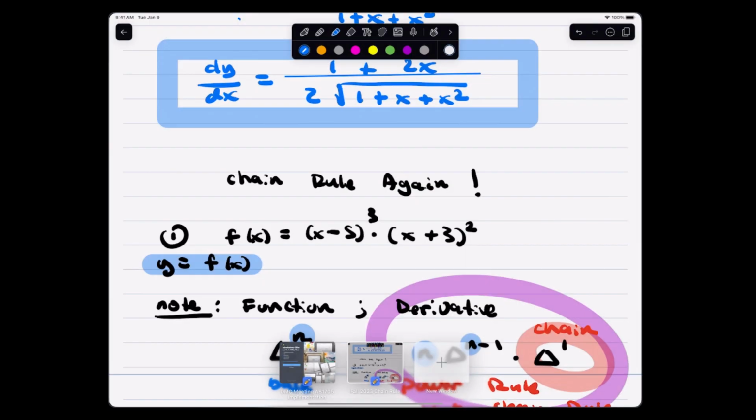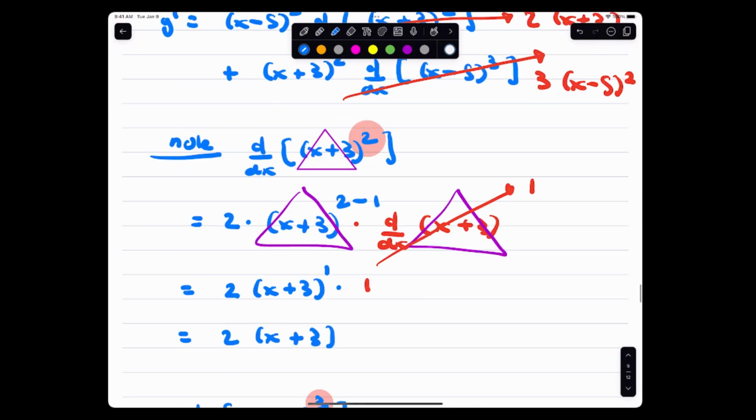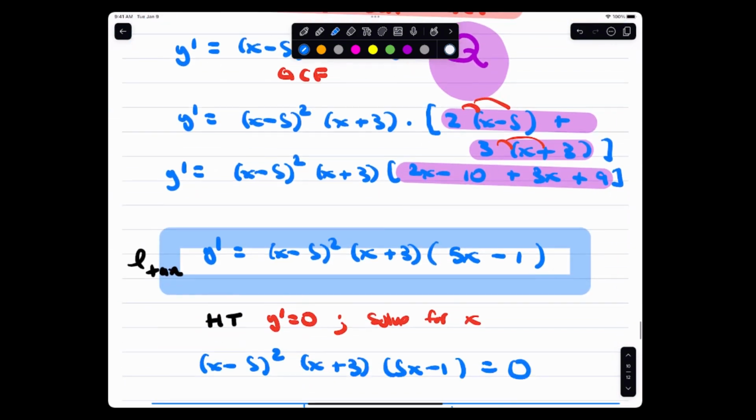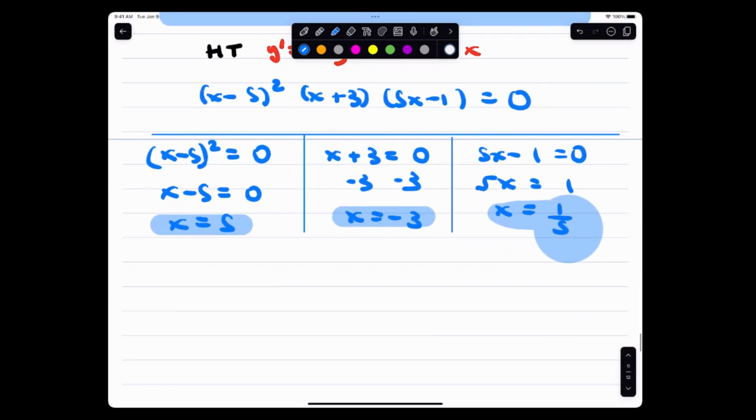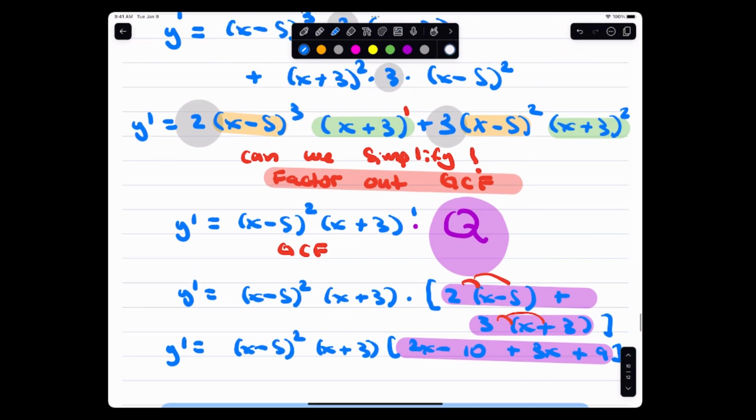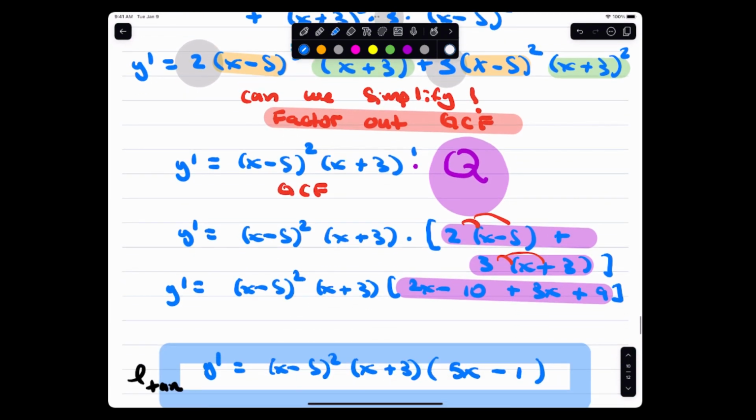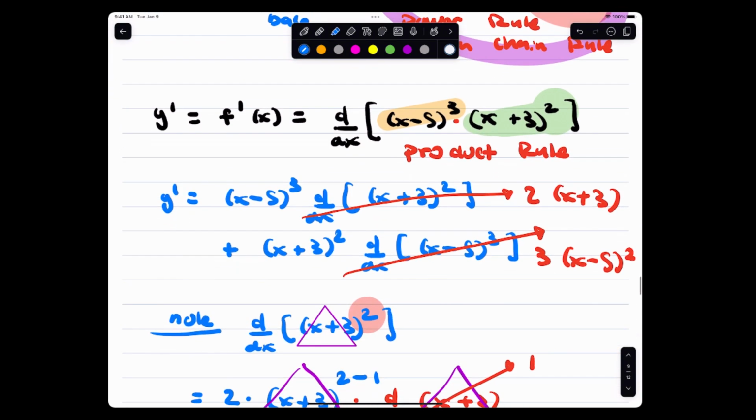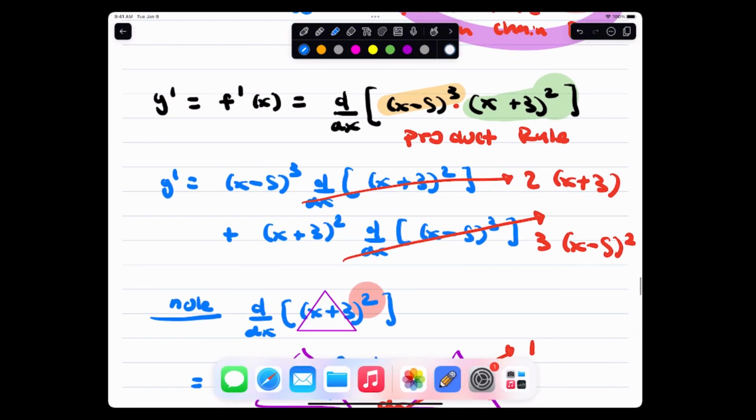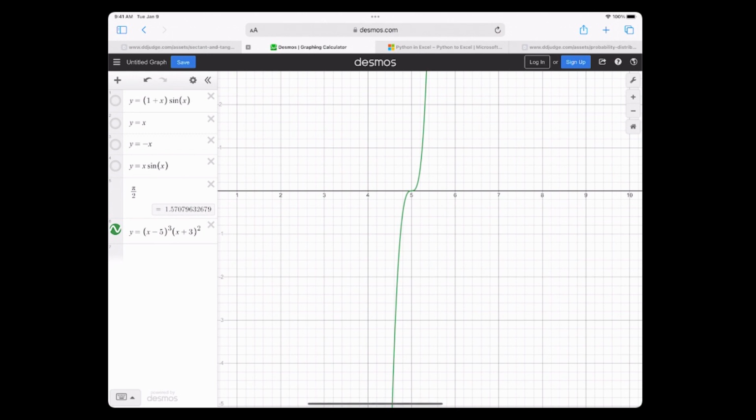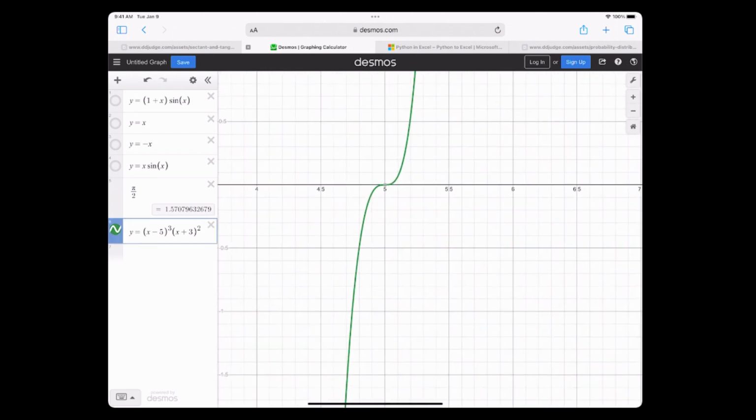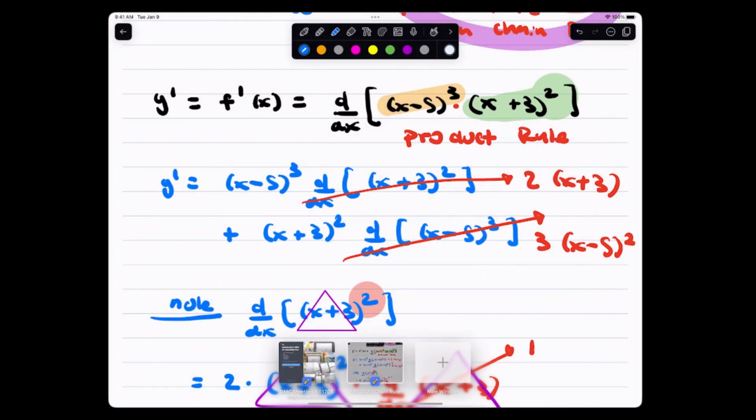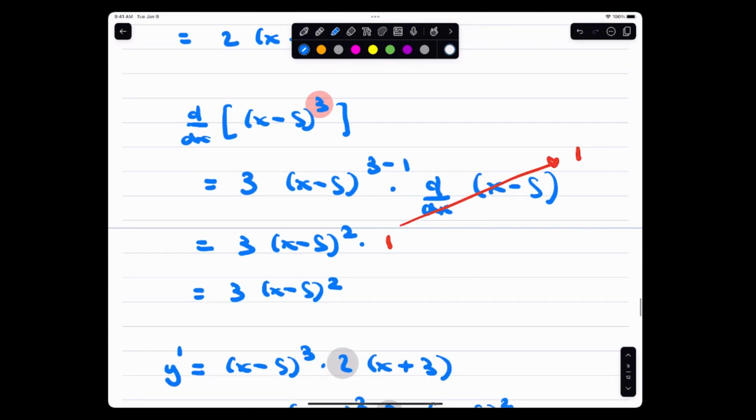Did we make a mistake? Do we have one at 5? Oh, that's weird. I don't know. Maybe we made a mistake in the algebra, or maybe I put the wrong function in. x minus 5 cubed, x plus 3 squared. That's weird. We're going to have to take a look at it. Okay, so I apologize to you guys. But yeah, that's where we're headed.